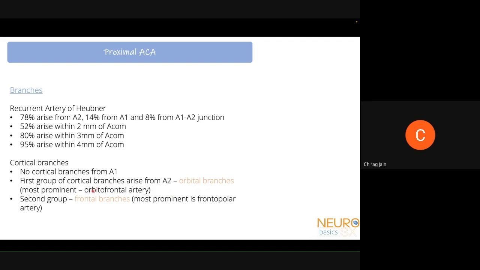The most prominent one being the orbitofrontal artery. And the second group is the frontal branches, which supply the medial frontal surface. And the most prominent of these is the frontopolar artery.